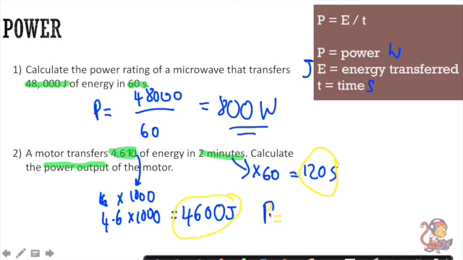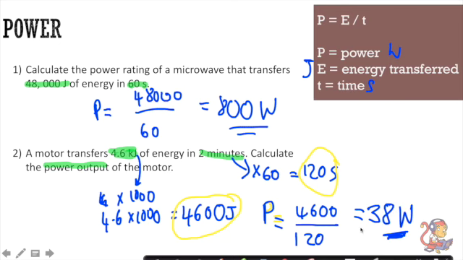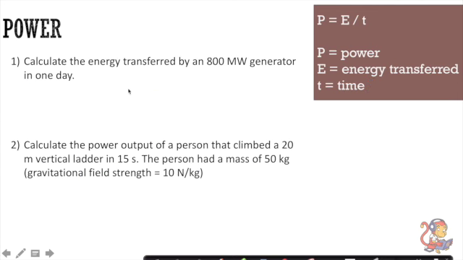So P equals 4,600 divided by 120, and that will give you 38 watts. Okay, for your foundation, you can stop watching there because that's probably the most difficult type of questions that we ask for power. I've put a couple of trickier ones on for people taking the higher tier as well. So a couple of questions for higher tier. If you have a go at these, pause the video and then come back and see if you got them correct.